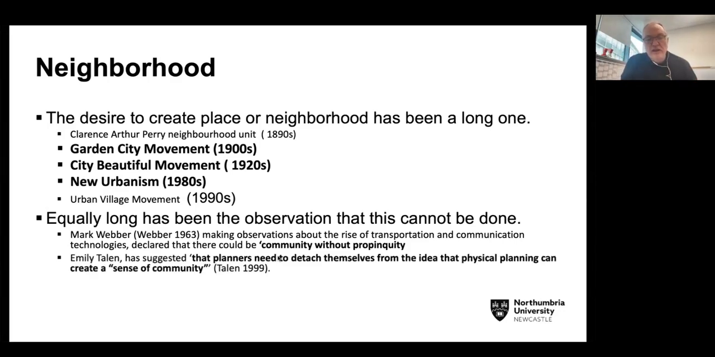And then you've got great lines like people like Emily Talen wrote, planners need to detach themselves from the idea of physical planning can create a sense of community. This was in a critique of new urbanism. And again, it creates the fact that there is this debate about whether or not neighborhoods actually exist. Are they actually real? And if they are real, can architects and urban planners actually do anything to make them?